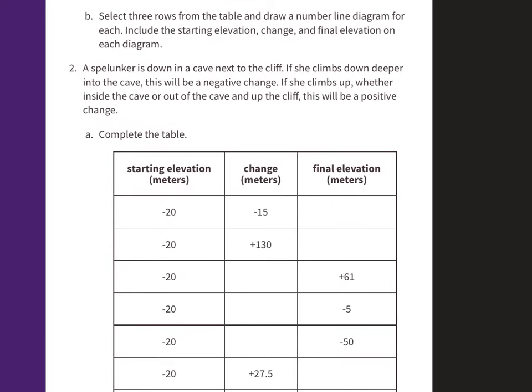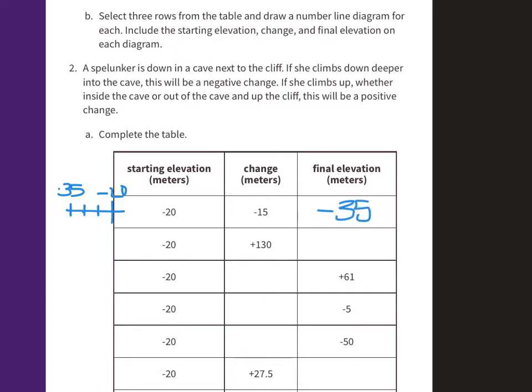A spelunker is down in the cave next to the cliff. If she climbs down deeper into the cave, this will be a negative change. If she climbs up, whether inside the cave or out of the cave, she'll be a positive change. Complete the table. So negative 20 minus 15 more. So if I think of a number line, she's at negative 20, and we're minusing 15 more. So there's 5, 10, 15. So negative 20, negative 25, negative 30, negative 35 is where she's going to end up.